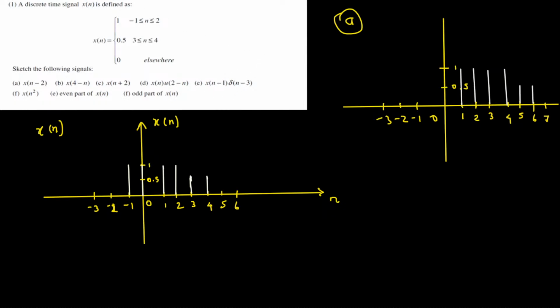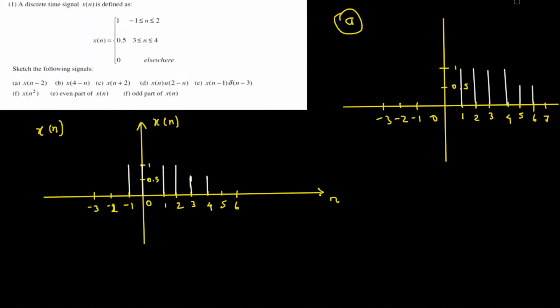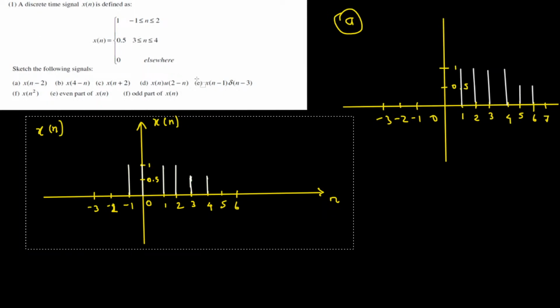So let's go ahead and copy the equation here. This is the E part right here. The equation given to us is x[n-1]δ[n-3]. And the x[n] graph is already here. This is the x[n] graph that we drew from the piecewise function provided. I did it in my first video, so you can watch that video to see how we draw this.